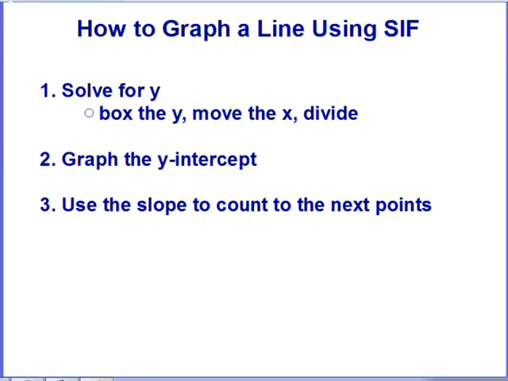So when we graph lines, it's 3 simple steps. The first one sometimes might be done for you, but sometimes you may have to solve for y. So we have to get y by itself. Little hints in there, box the y, move the x, divide. We'll talk about that as we work through some examples. Then we're going to graph the y-intercept. So we're going to plot that point first and use the slope to count to the next points.